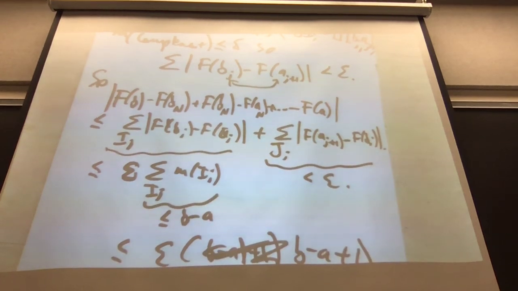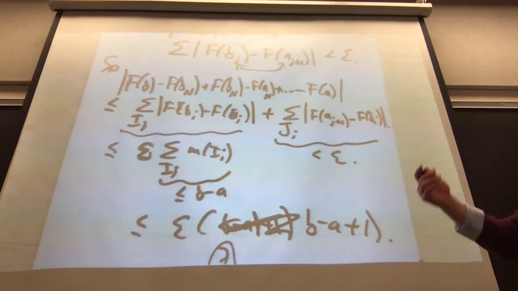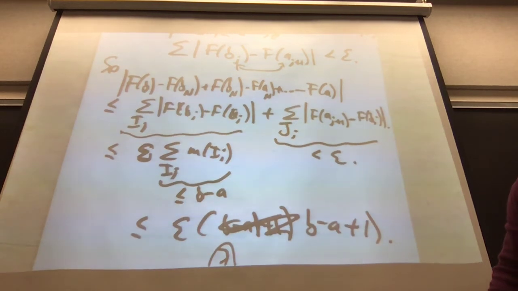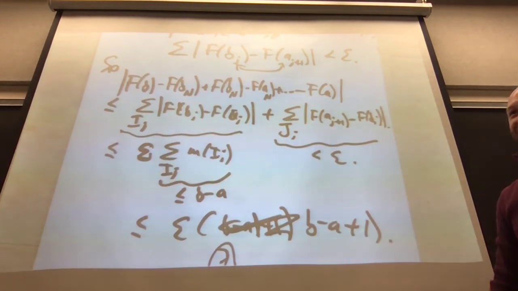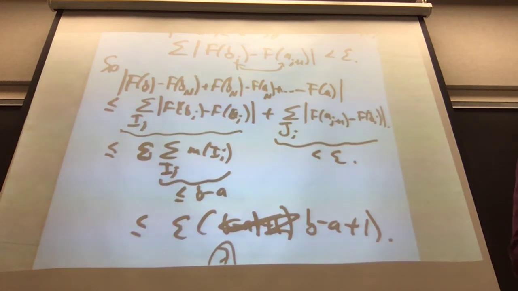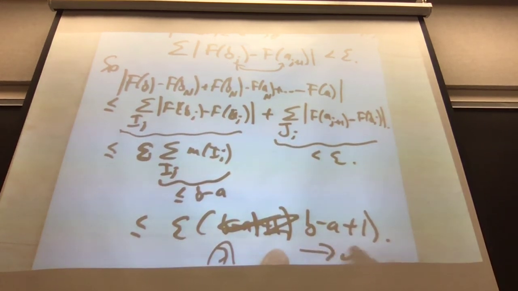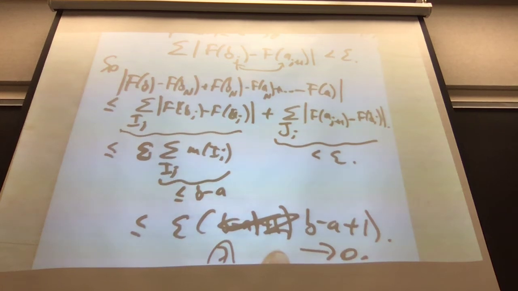But the 1 is kind of weird. This could be 100 or over a million, but this goes to 0. It's the epsilon. I know, but it's weird.